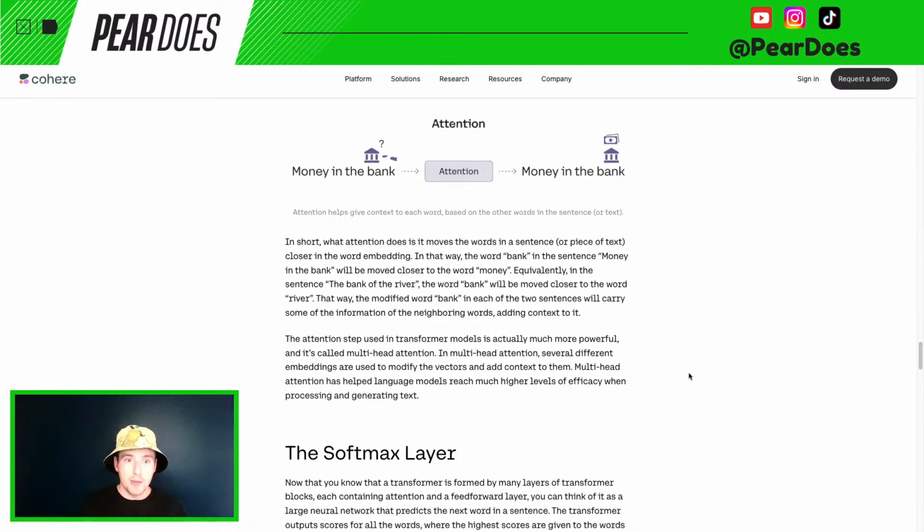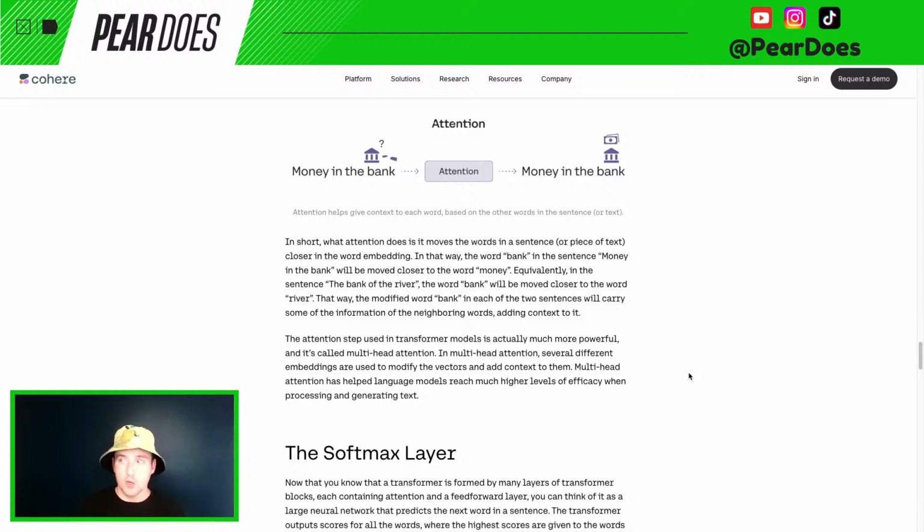So money in the bank will be moved closer to the word money, and in the bank of the river, the word bank will be moved closer to the word river. We have two instances of the same word, bank one, bank two. That way, the modified bank in each of these instances will carry some of the information of the neighboring words, adding to the context.